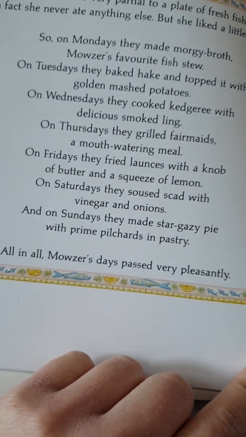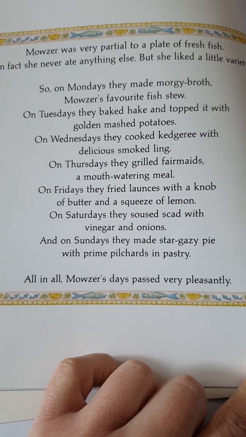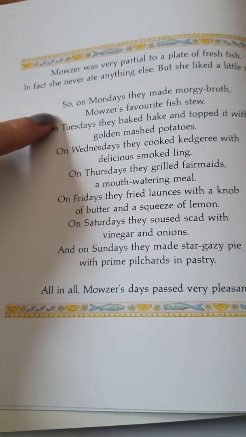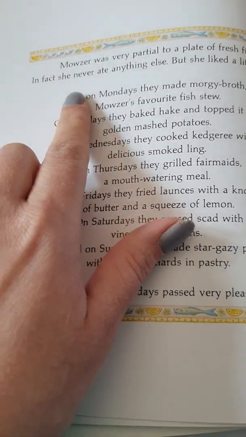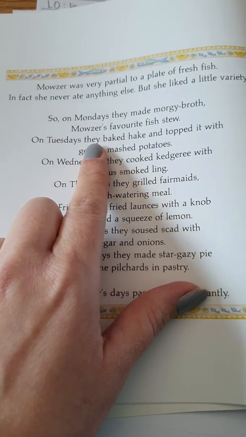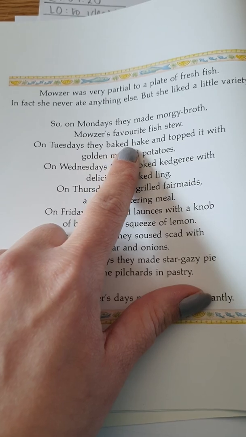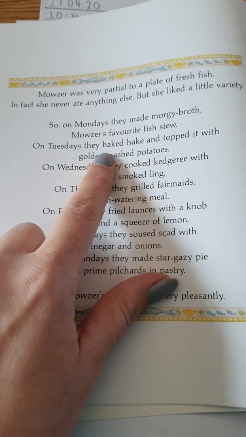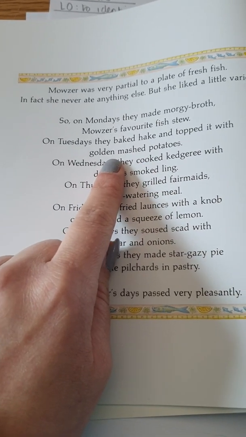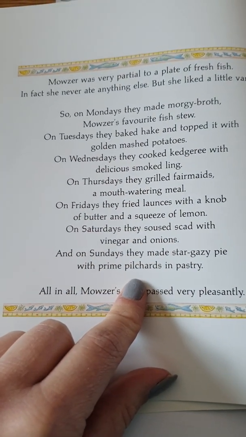So if you have a look through, I will put an image of this on the website so you can have a proper read of it for examples. If I was looking at this and I was collecting noun phrases, I would collect every day, because every day a noun has been described. It's not just been described as the noun. There's an adjective before it. We've got cooking verbs that have been used to describe. So on Tuesdays, they baked hake and topped it with golden mashed potatoes. That would be a noun phrase that I put in my word bank. I would collect that from the book.